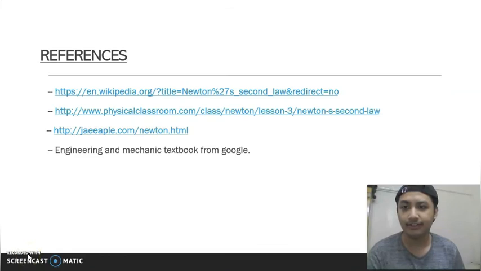Okay, now we are moving on to the last one, the references. So there are a few references that we got. The first one is from Wikipedia, Newton's second law. The second one is from The Physics Classroom, Newton's second law, and the third one is from J. Apple, Newton, and the fourth one is from a textbook, Engineering Mechanics.